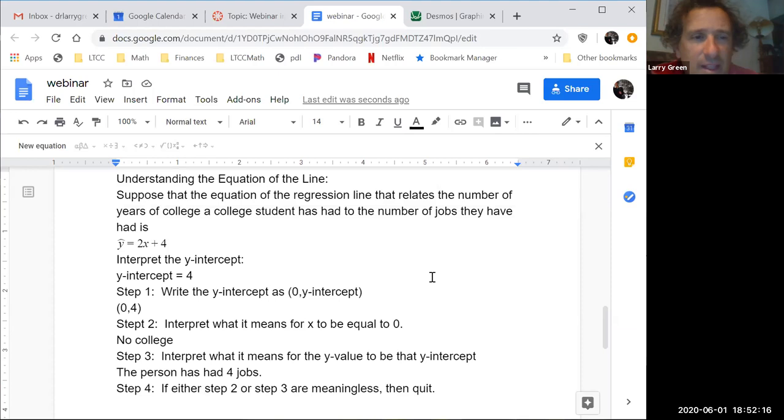Let me give you an example where it would be meaningless. Let's suppose we had y hat equals 3x minus 1 instead of 2x plus 4. Then the y-intercept is -1. Why is that meaningless?